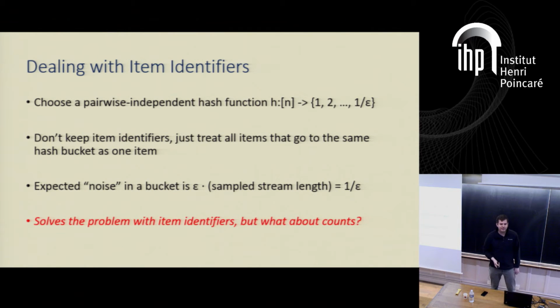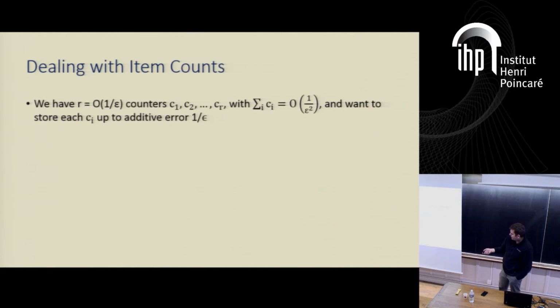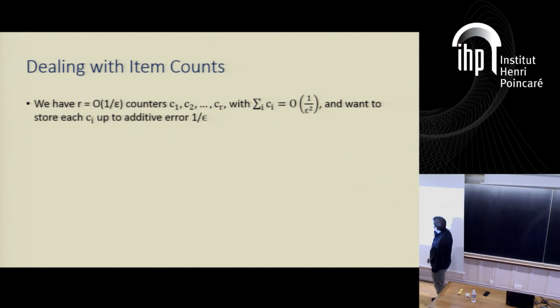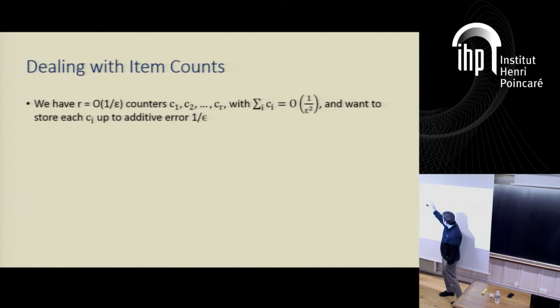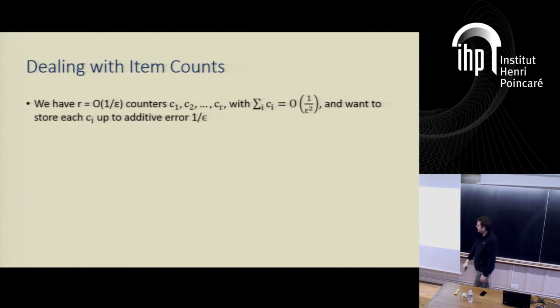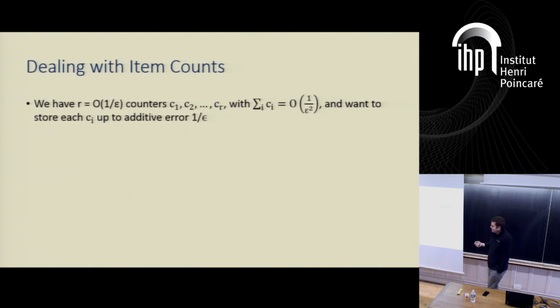But what about the counts? We still have to store counts for each of these 1 over epsilon hash buckets. So, dealing with item counts. We have R equals order 1 over epsilon counters, C1 through CR. Each counter is associated to one of these hash buckets. We know the total stream length is 1 over epsilon squared, right? We sampled down the stream. So the sum of the counts is order 1 over epsilon squared. And we want to approximate each counter up to additive error 1 over epsilon, because that's epsilon times the sampled stream length.